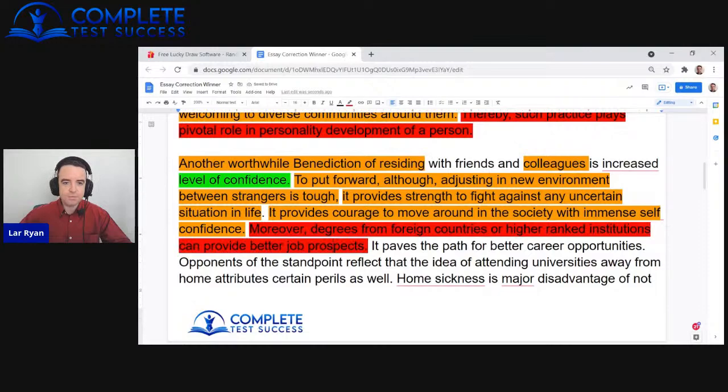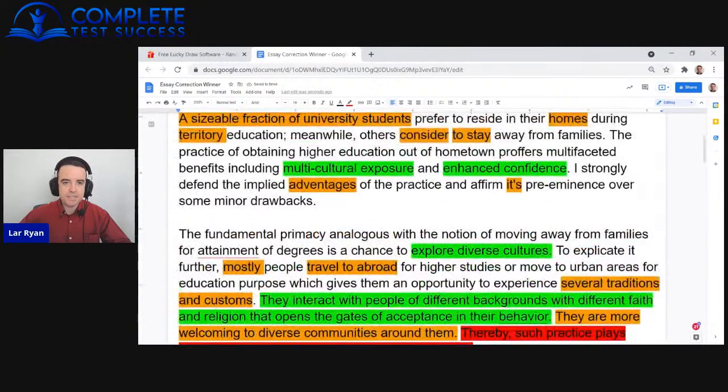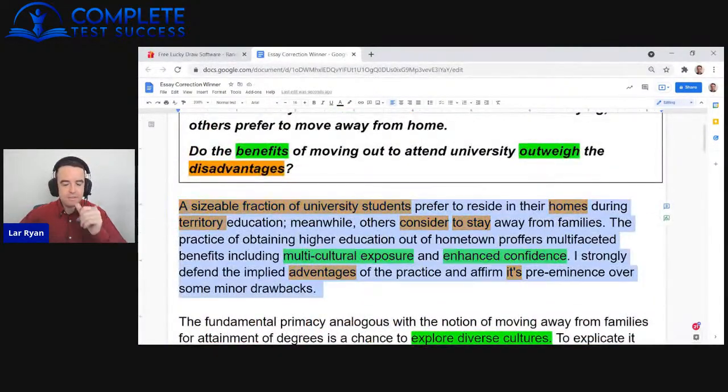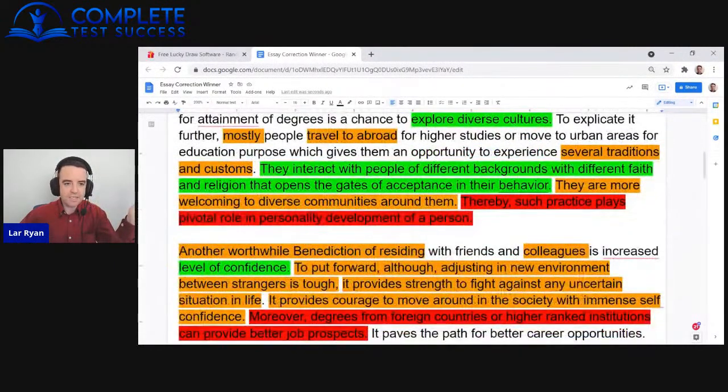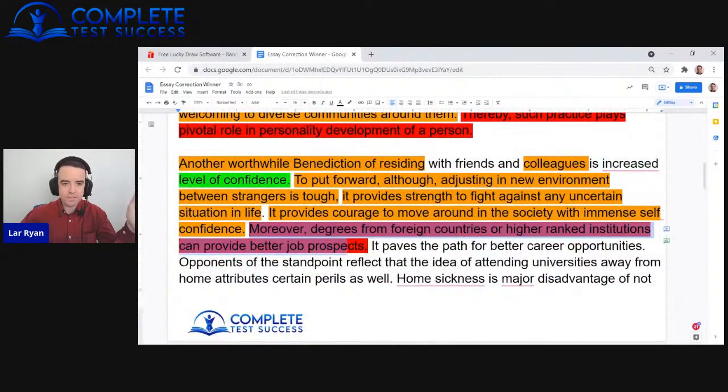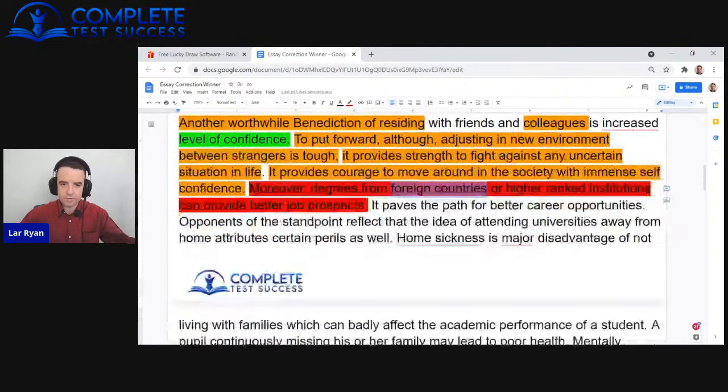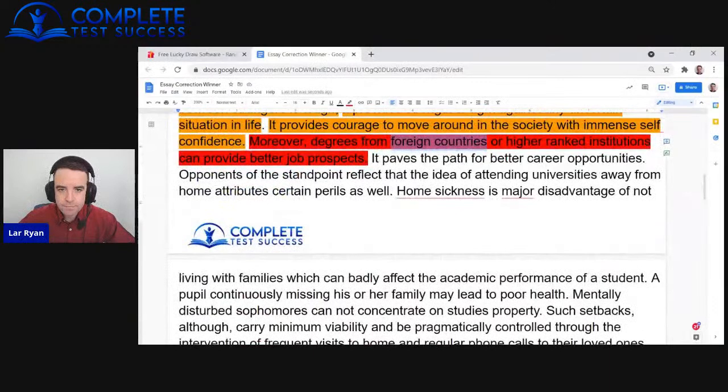And again, this would be an idea we need in the introduction, and we would restate it in the topic sentence and then develop it. So it's got nothing to do with increasing confidence, but also it's outside the context of the question, which is not about moving to a foreign country. It's about studying away from your family. "So it paves the path for better career opportunities." Again, you're talking about a different idea. That's not the original idea.